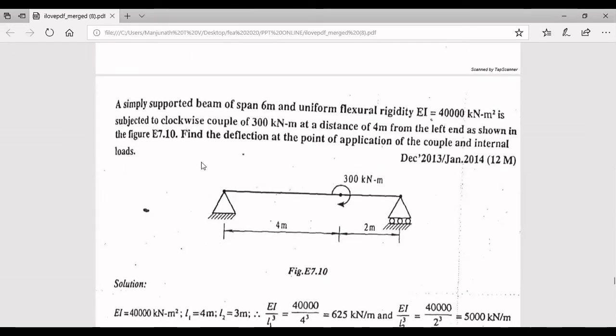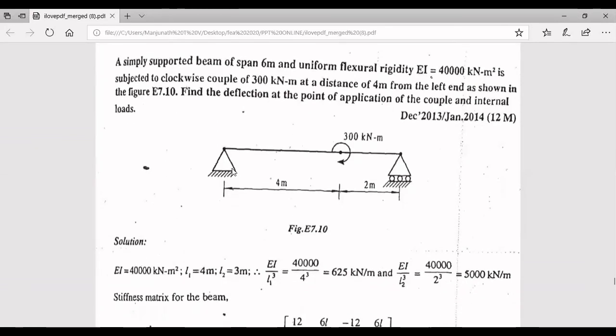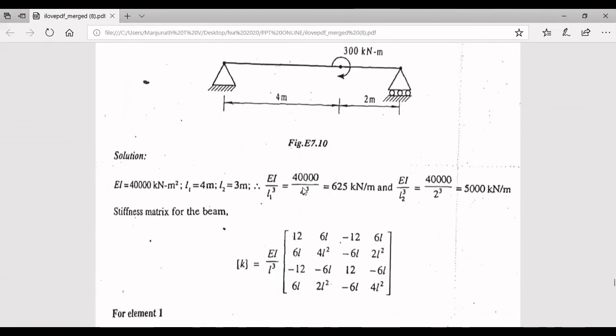Similarly, one more type of problem. A simply supported beam to which a couple is applied. Here there is a counterclockwise couple acting on the beam. One side it is fixed and the other side it has only a roller support. So there are two elements, because wherever the load is acting, at that point we need to locate one node, so that it becomes two elements. The first element is 4 meters, the second element is 2 meters.